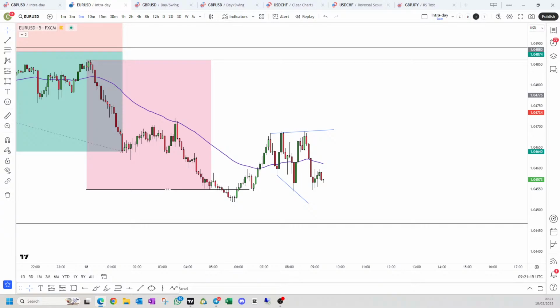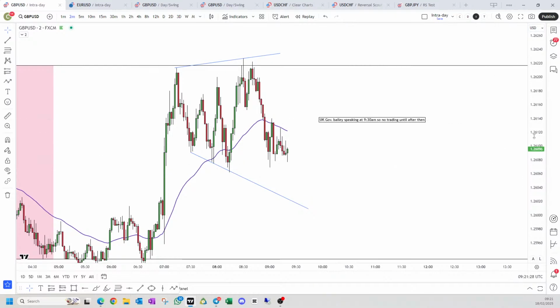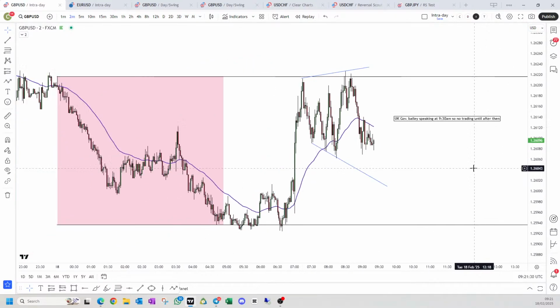Volatility is often expected during speeches as traders attempt to decipher interest rate clues. Big boy Bailey. So yeah, we just got to wait for this to play out before we can do anything.